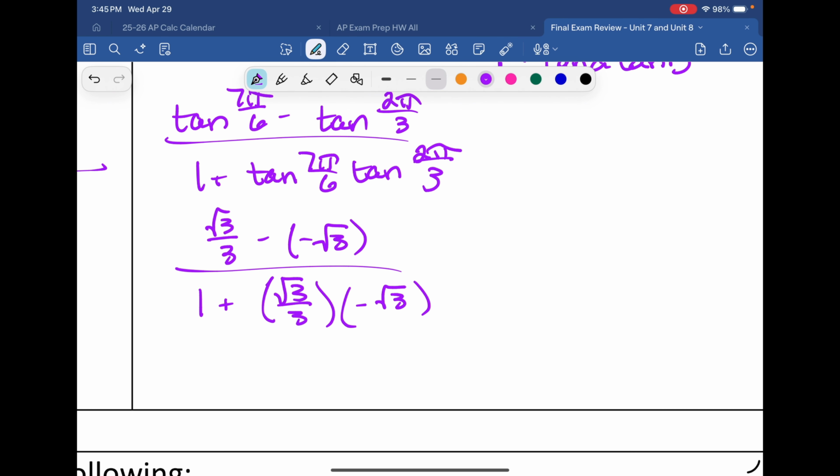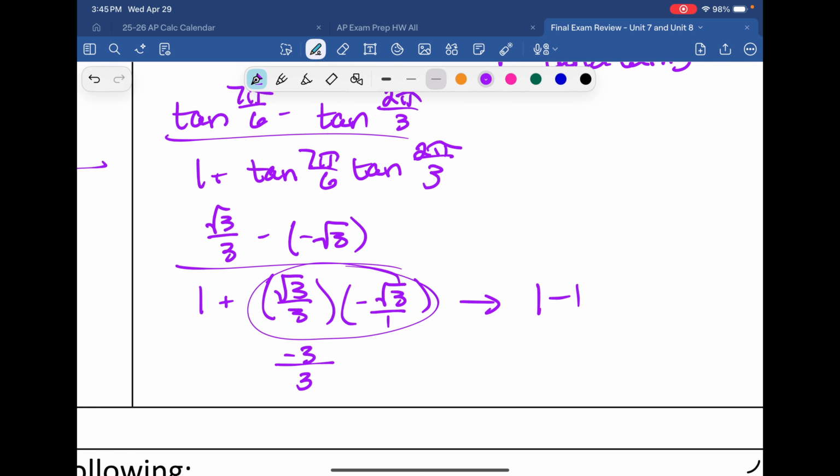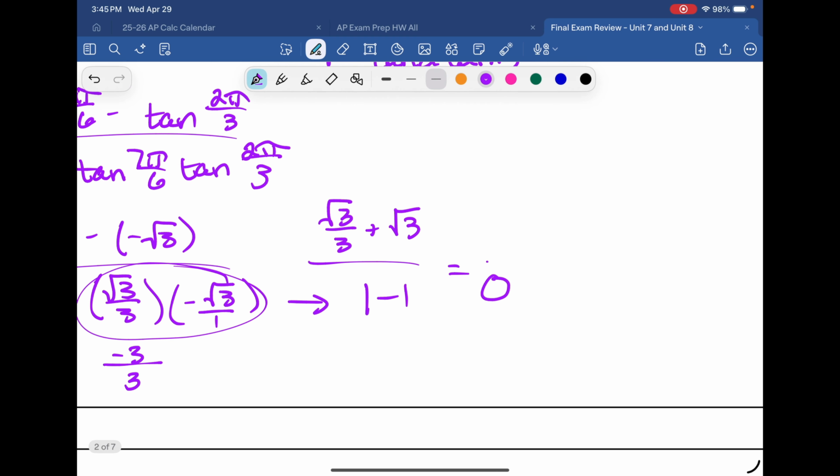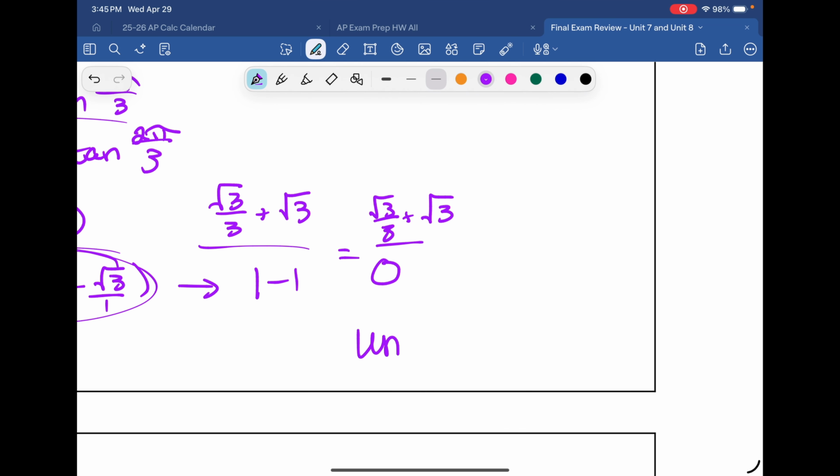All right, I'm going to concentrate on this bottom one real quick. When I multiply those two together, I get negative 3 over positive 3. Oh, that's negative 1. So I really have 1 minus 1. So I have all this fun mess up there in the numerator, but I have 0 in the denominator. If you've got 0 in the denominator, that means this identity is undefined.